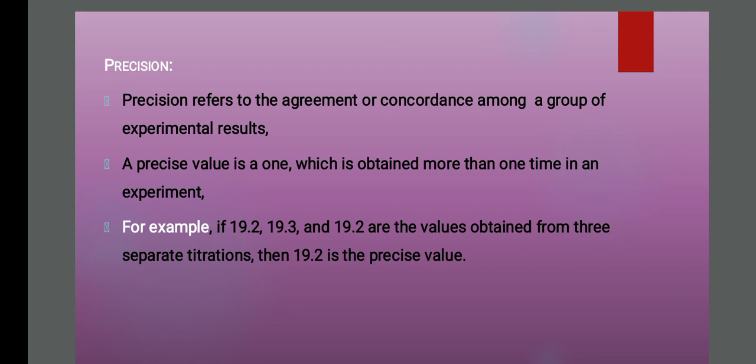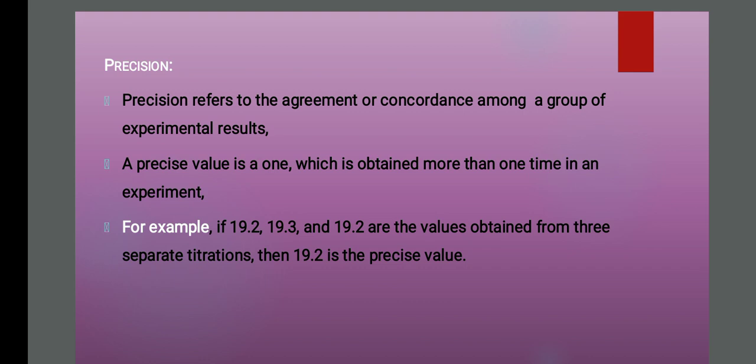For example, the values I have given here are 19.2, 19.3 and 19.2, obtained in three separate titrations, and the precise value we take into account is 19.2. From this example you can understand what precision is. Precision is a term used to specify the value which is very close in a group of experimental values. The value which is found repeatedly, we take as the precise value. So a precise value is the one which is obtained more than one time in an experiment.